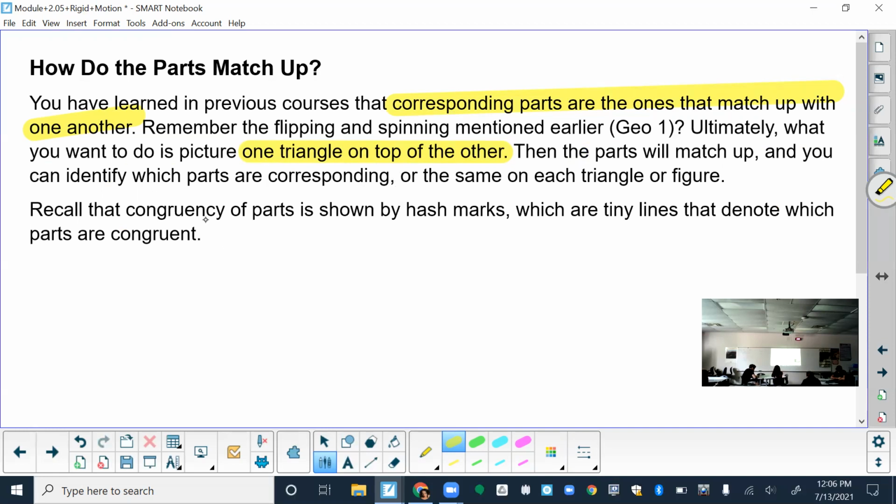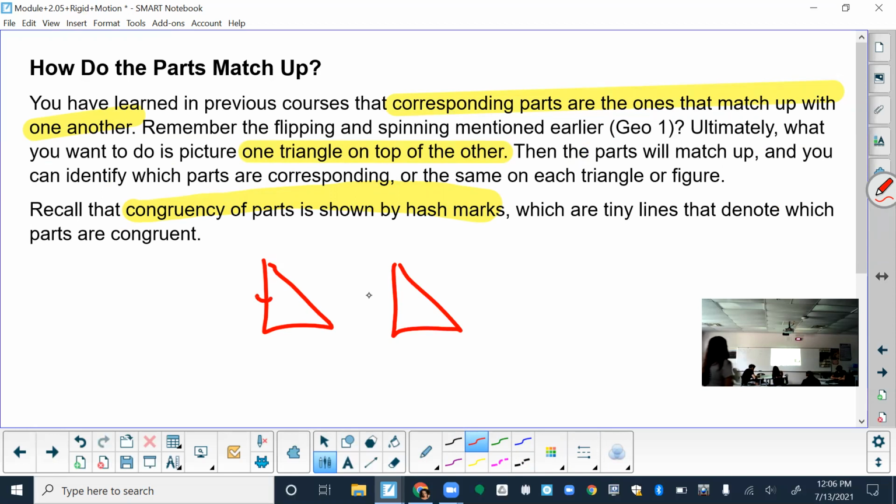And also recall that congruency of parts can be shown by hash marks. So like tiny lines that tell you which is congruent. So like if I was looking at triangles again, if I said these sides are congruent to each other, I could show it by putting 1 hash mark on that same side. All right, if I put 2, like maybe it looks something like this. Now we're saying that these sides are congruent to each other.